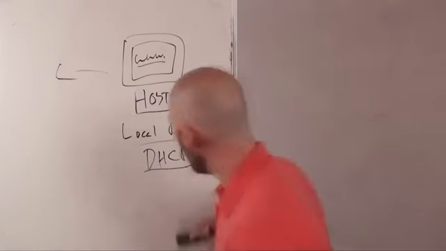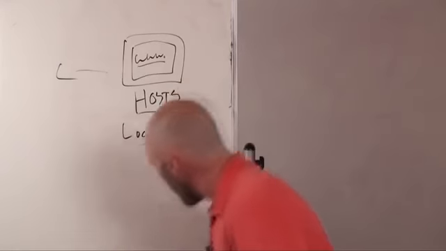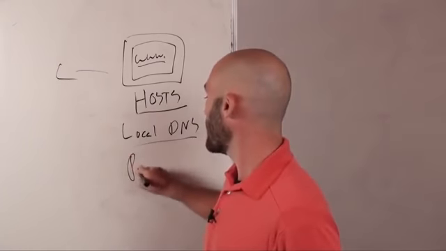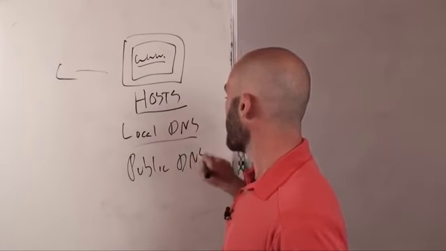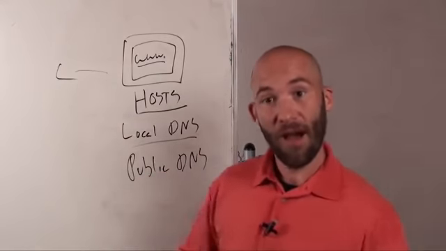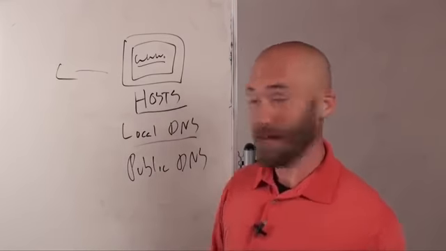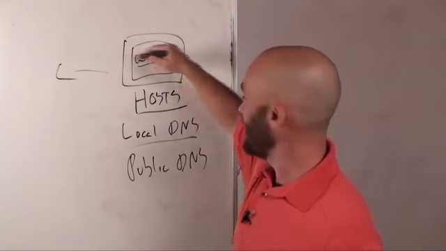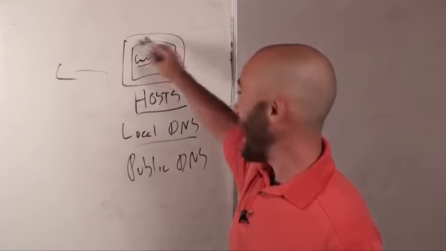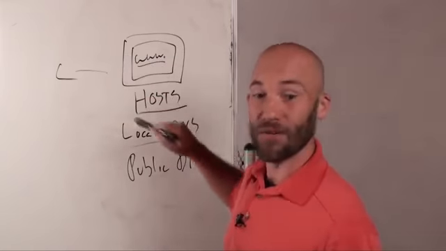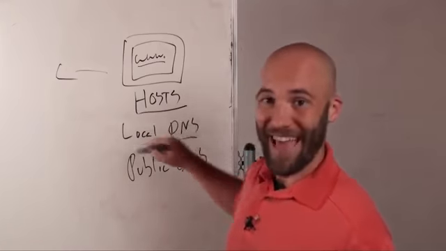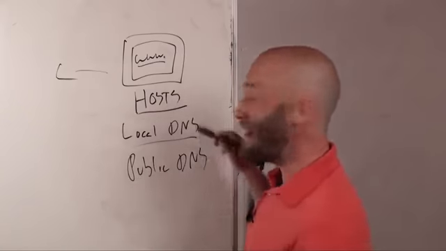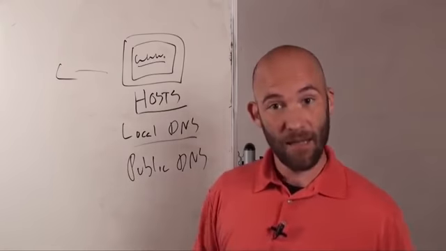Then, if the domain name cannot be found in local DNS, you then go out to the public DNS servers, and they will try to figure out where you're trying to go and give you an IP address. So basically, you try to go to a server or www. It looks for the host file. If that domain name isn't found in the host file, it then goes to the local DNS server. If that is not found in the local DNS server, it goes out to the public DNS server. And that is how DNS works.